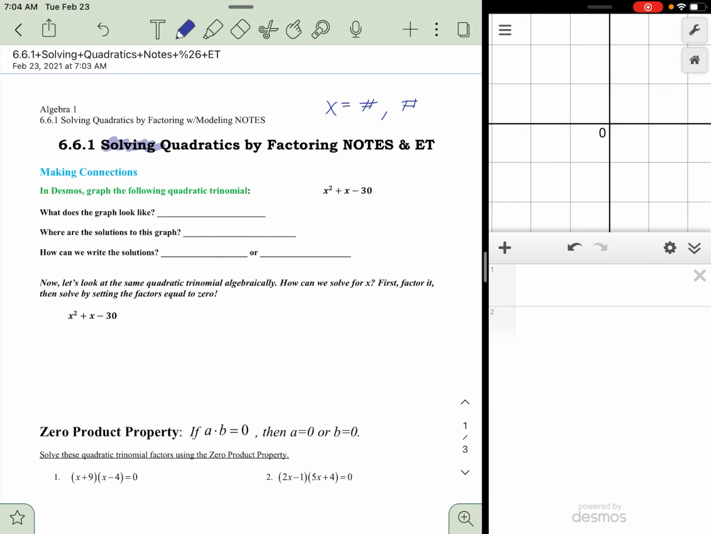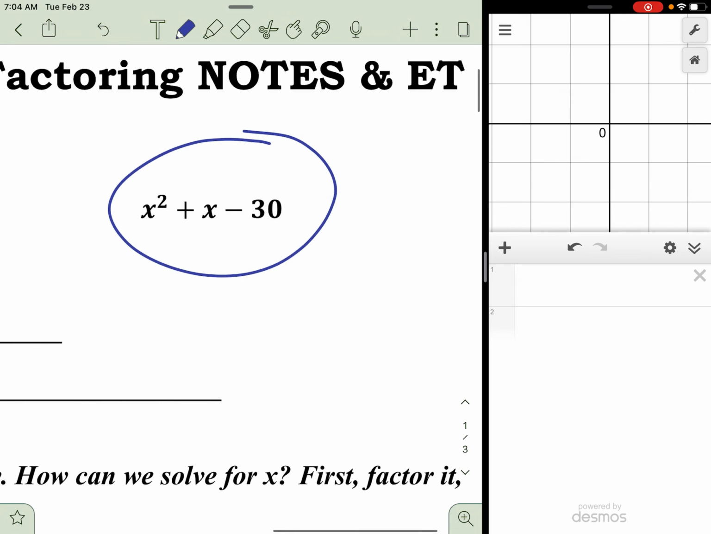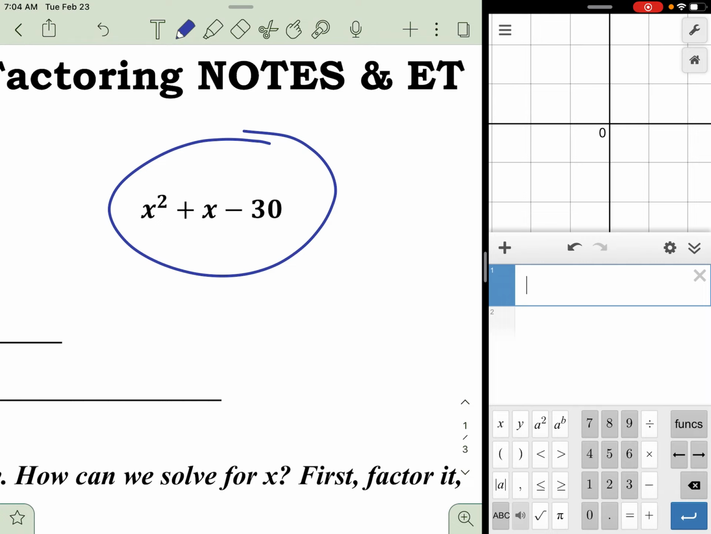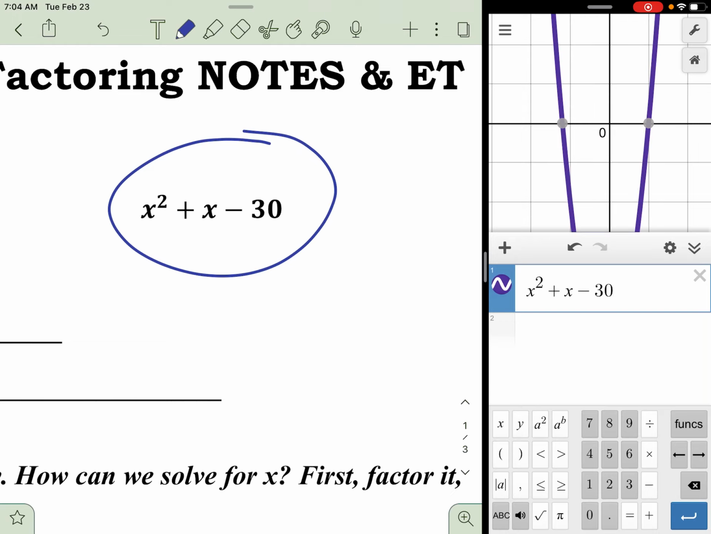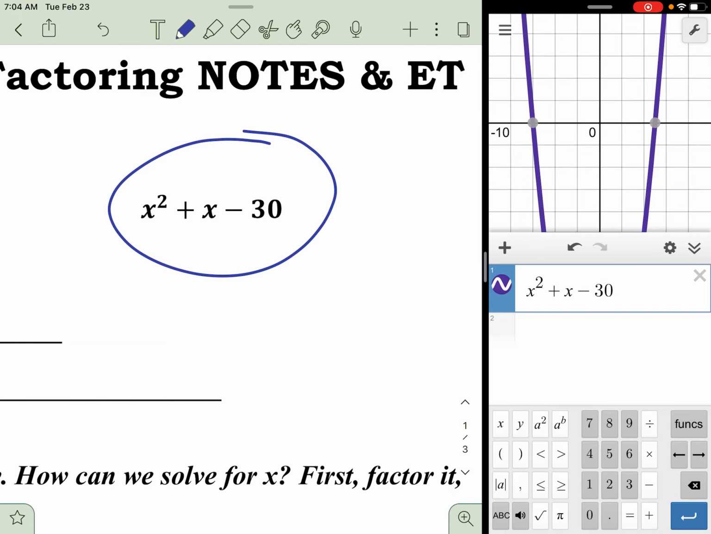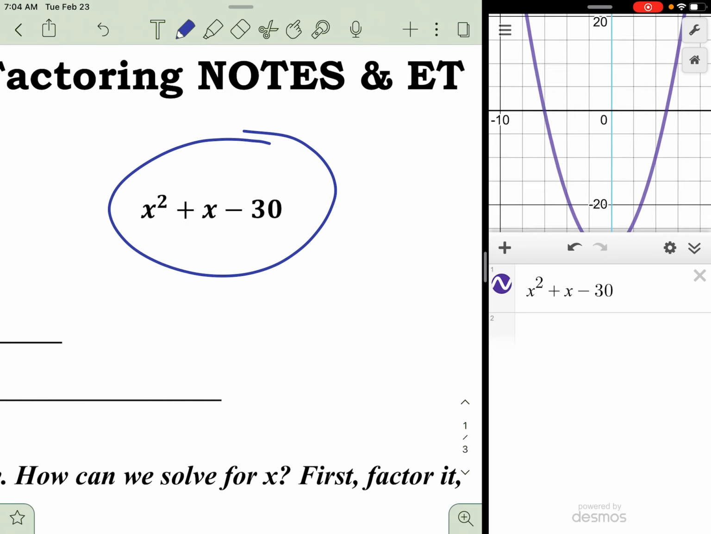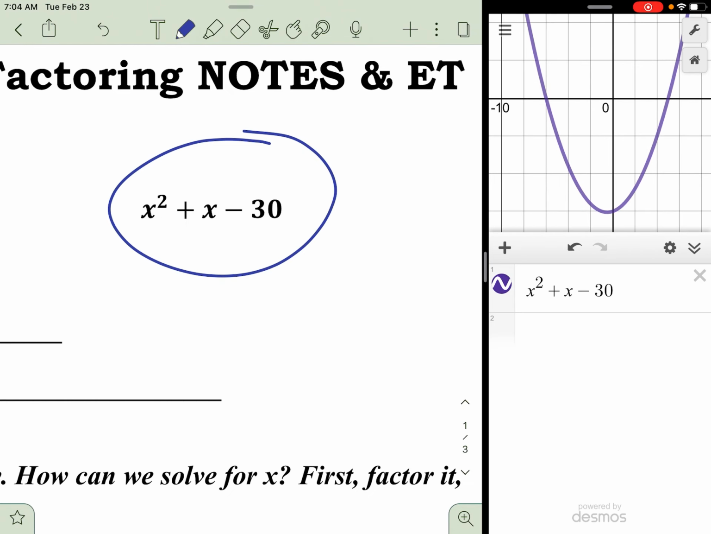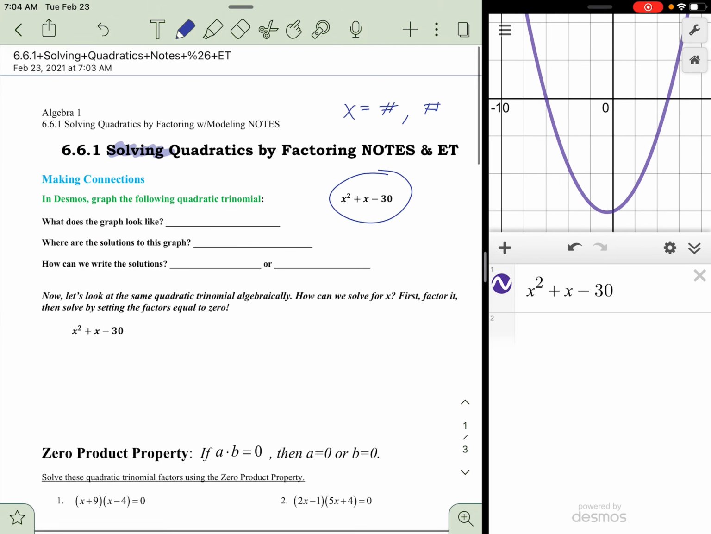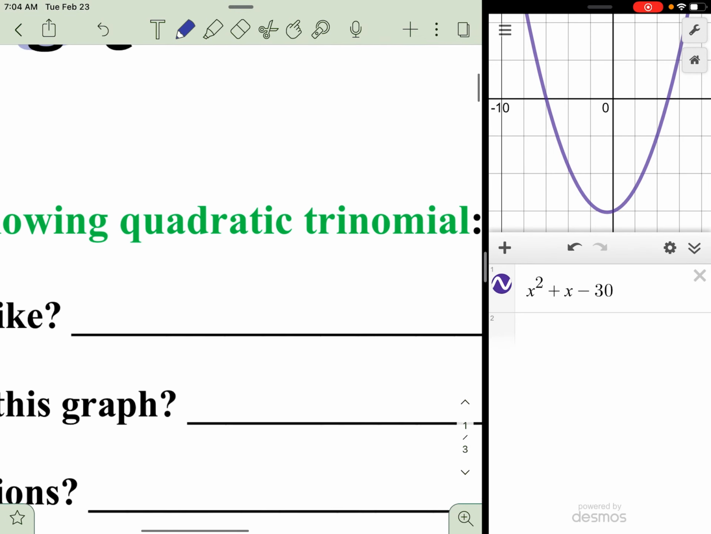All right, so let's make some connections here first. In Desmos, I want you to graph this following trinomial. So go ahead and do it on your own first, and pause the video, and then I'm going to type it off to the side here as well. Ready? Go. Okay, so hopefully you've done that, and you can kind of see as you zoom in and out what this quadratic looks like. All right, so what does it look like? Well, it kind of looks like a U shape, right?